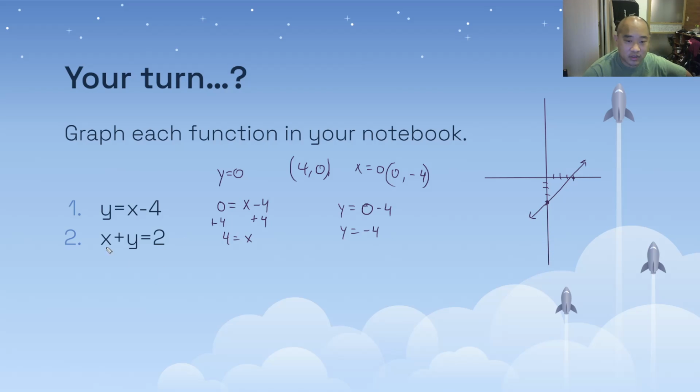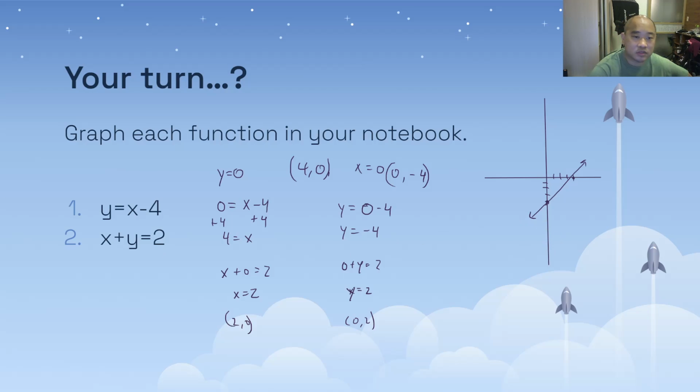The second one is x plus y equals 2. So we put y equals 0. So that would be x plus 0 equals 2. So x equals 2. And then we put x is 0. So 0 plus y equals 2. And look at that. Y also equals 2. So here we have 2, 0. And here we have 0, 2.